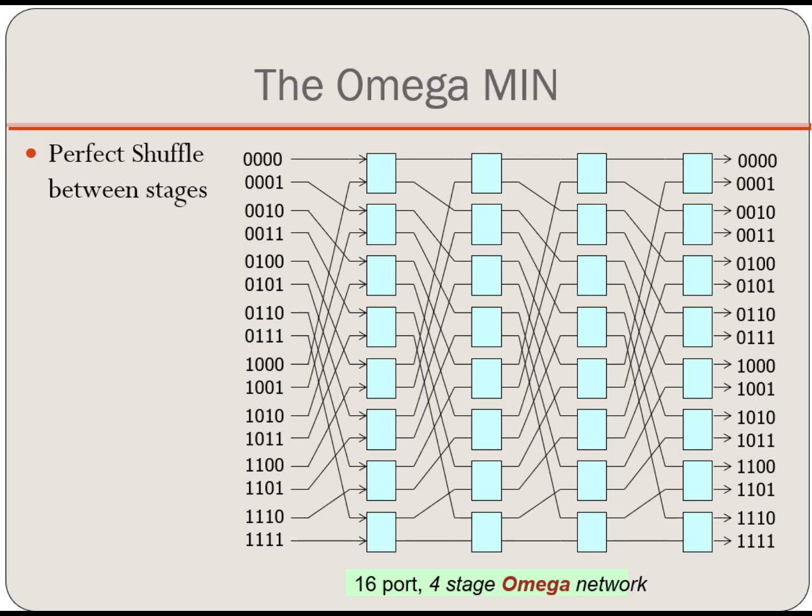Okay, so the logic is something like this. Use the address of the bit pattern of the destination. 1 means down, so you use the output downlink. 0 means you use the output uplink. With this simple routing strategy, it is possible to route the message from the source to its destination.